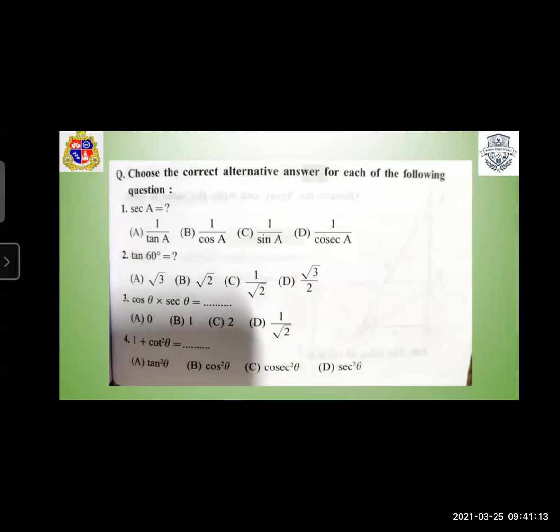Cot theta is the reciprocal of tan. So tan gets cancelled, you get 1. In this way, you can easily solve questions which can be asked for 1 mark. They are scoring, so don't skip them. Sec A is the reciprocal of cos A. So B is the correct option.